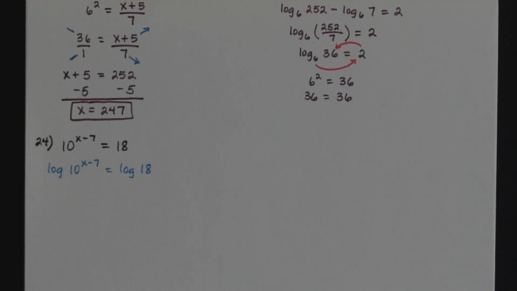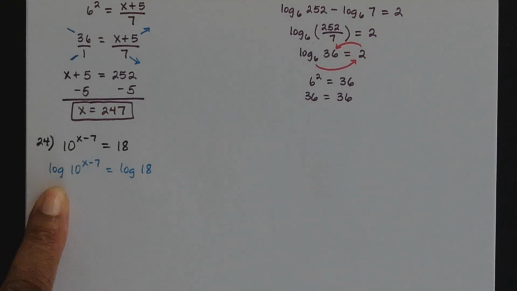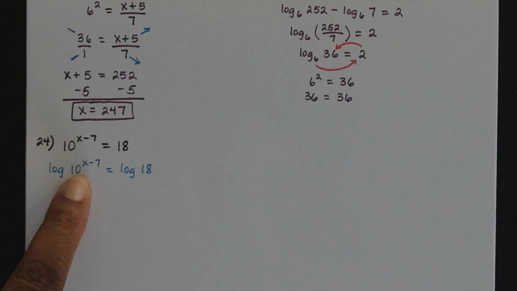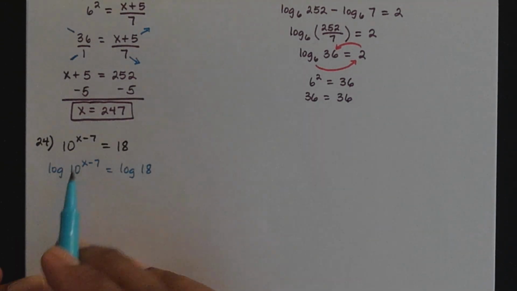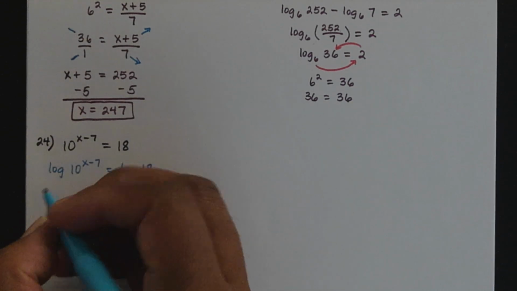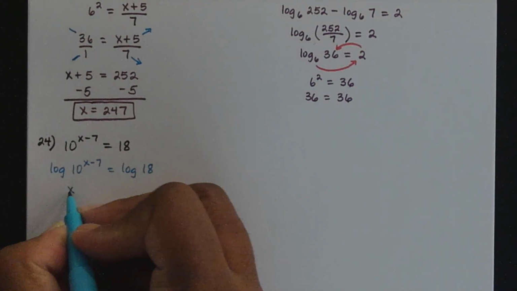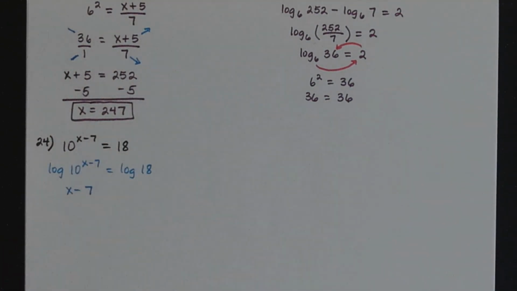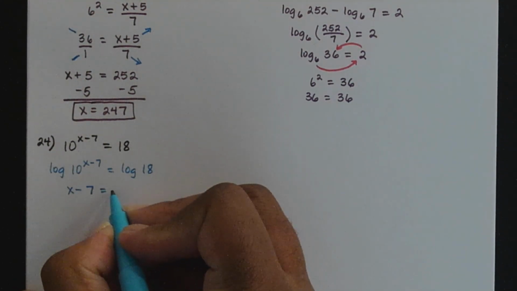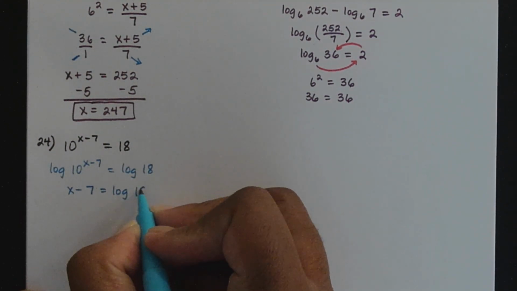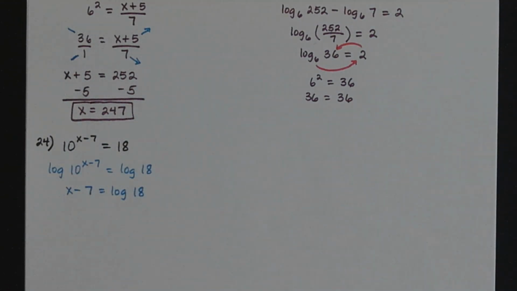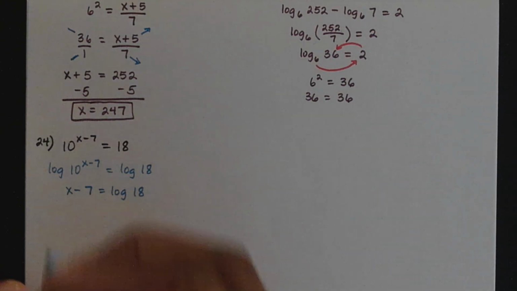And I'm doing that because I know there's a property that states if I have log of 10 to whatever exponent, it's going to be that exponent. So if I take the log of 10 raised to the x minus 7, it would just be x minus 7. And then that's equal to log of 18. And now I can solve this equation for x.